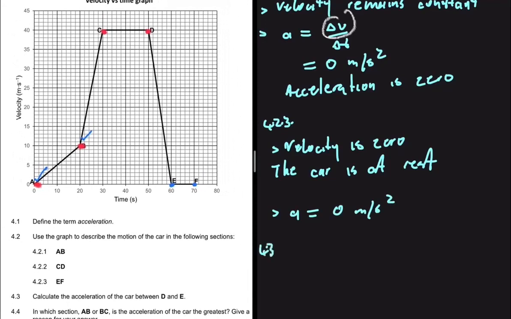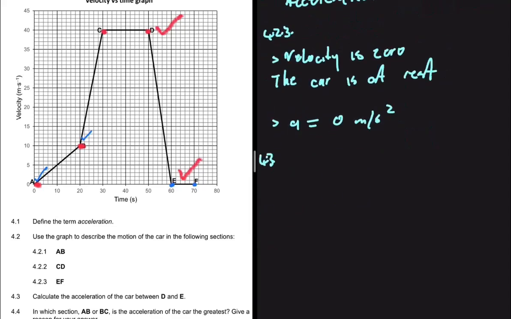In 4.3, the question is saying that let's calculate the acceleration of the car between D and E. There's two ways of doing this. First of all, if you have a velocity time graph, you can use the gradient to find the acceleration. If you don't want to do that, then you can just use your equations of motion. But let's do both. Let's use the gradient first, and then we're going to move to equations of motion.